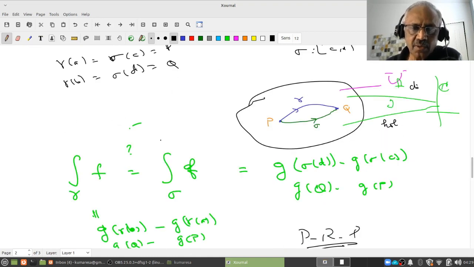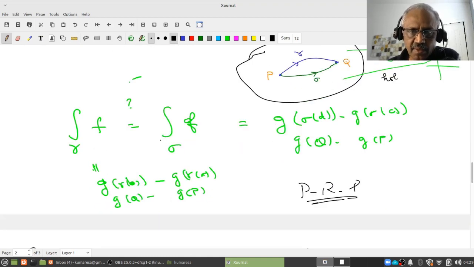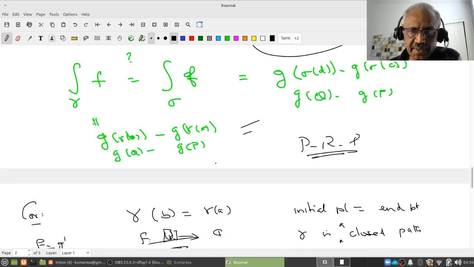Then I want to say the integral of f over gamma is the same as the integral of f over sigma, because the latter is equal to g at sigma(d), which is g at q, minus g at sigma(c), which is g at p. Similarly, the integral of f over gamma will be g at gamma(b) minus g at gamma(a), which is g of q minus g of p. Therefore they are the same. That's the first thing, please go through it.